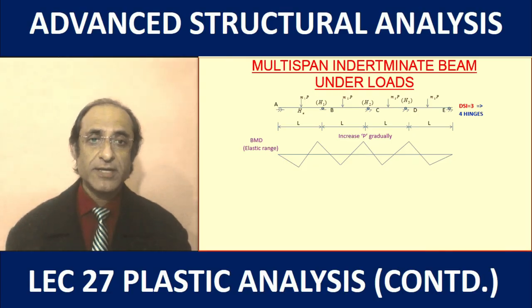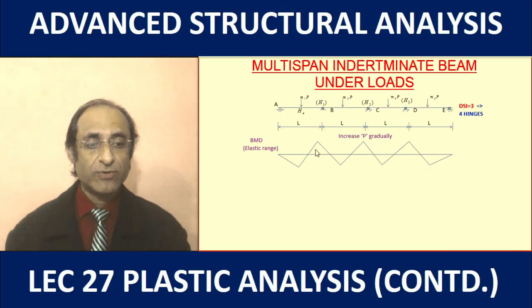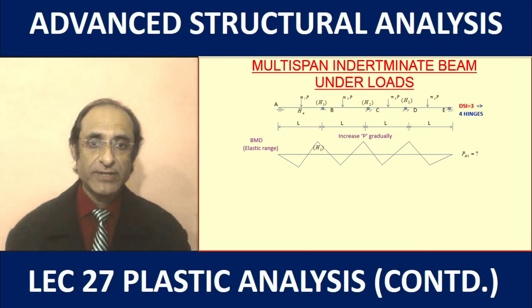So let's say the bending moment is maximum here. If the bending moment is maximum here, the first hinge will be formed here, and we can now find this load by equating the bending moment here with the plastic moment capacity of the section, which we can determine once the cross section is known and the value of the yield stress is known to us. So we can determine it.